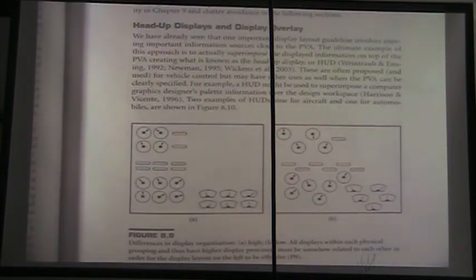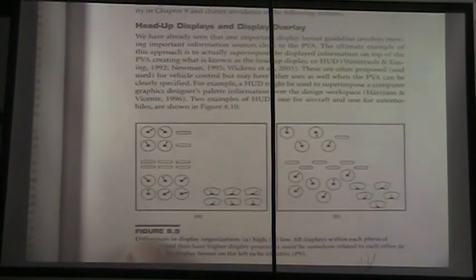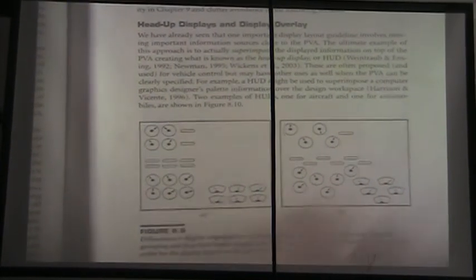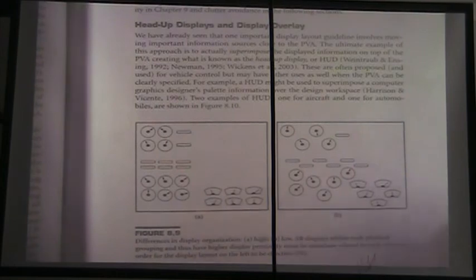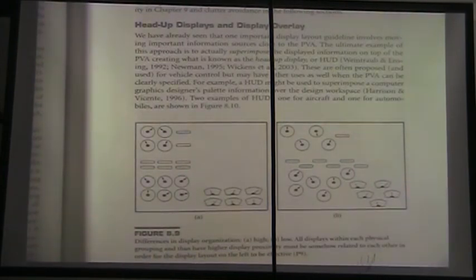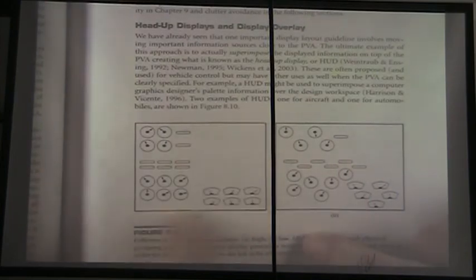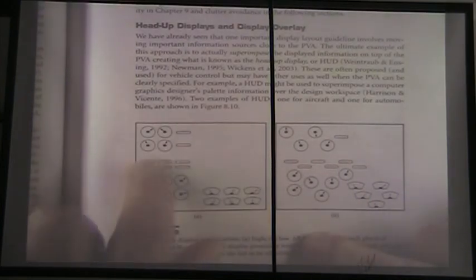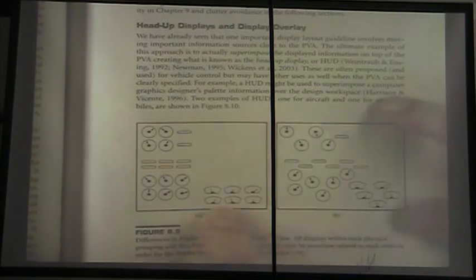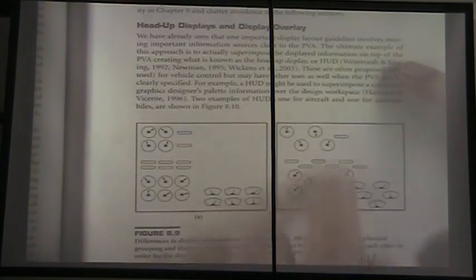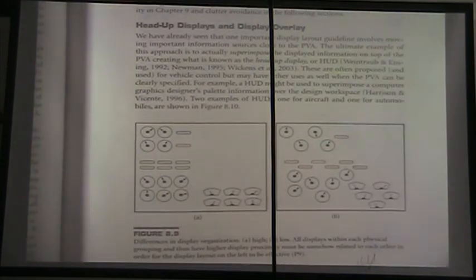All right, but this is figure 8.9 on page 201. You'll notice that here we have good clustering where things are together, whereas on the right we have poor clustering.